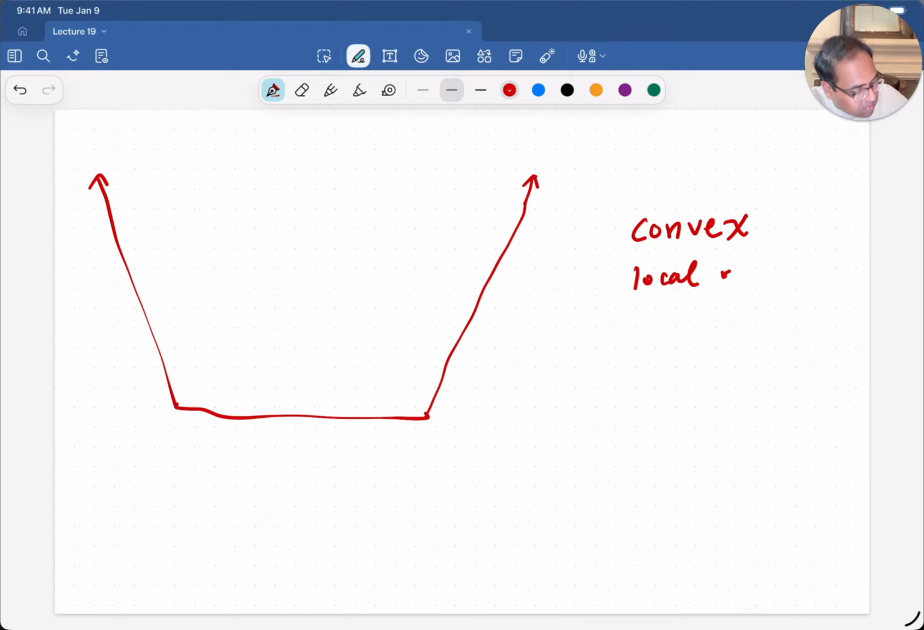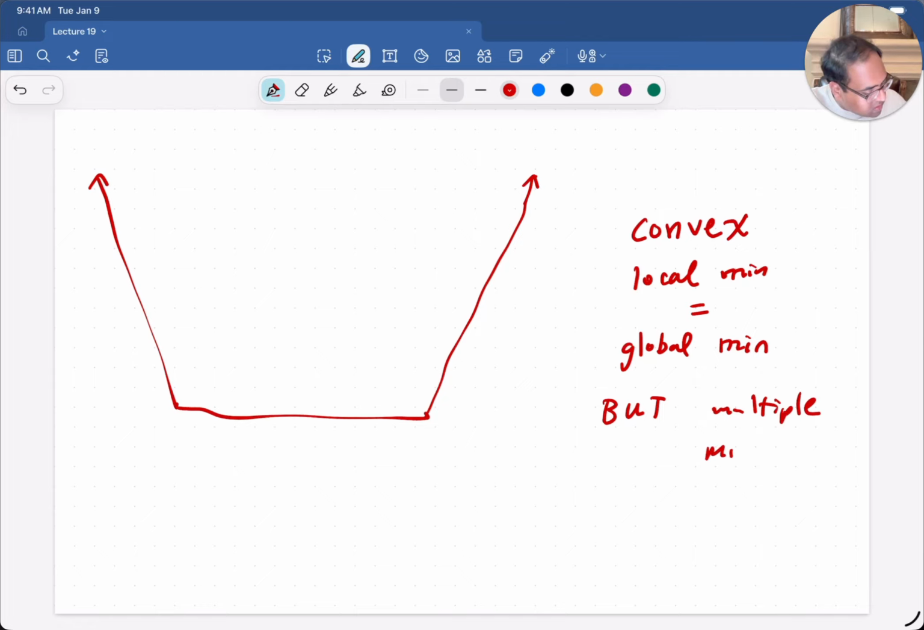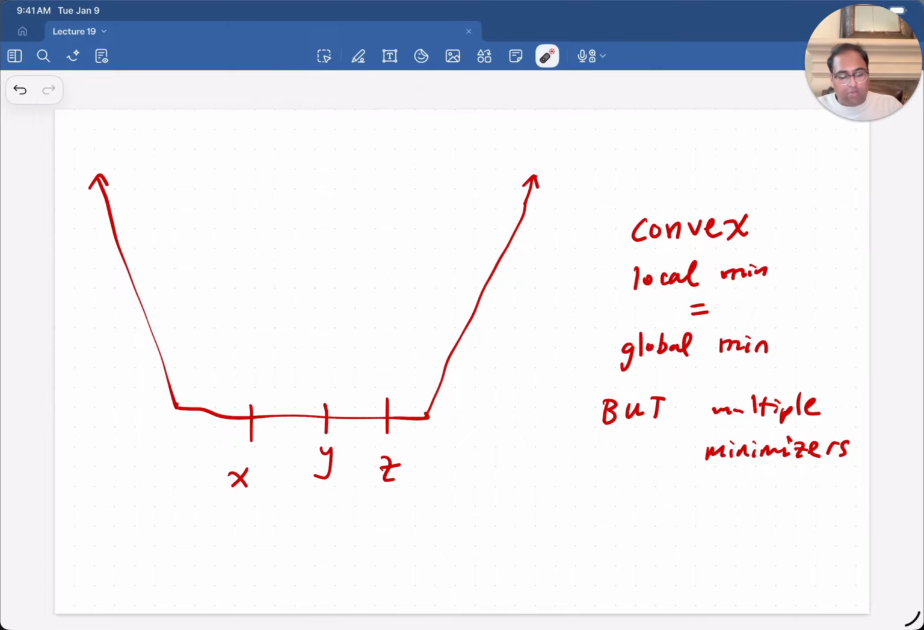Local min equals global min, but multiple, sorry, that's messy, minimizers. Right? There's plenty of x's and y's and z's that all can claim to be the local and global minimizer because of this flat valley. Now, of course, this function is not strictly convex because there's plenty of places where I can connect two points on the graph, and the line is not above. For strict convexity, we need it to be strictly above. For just convexity, on or above is okay.